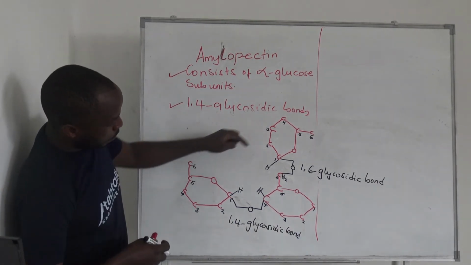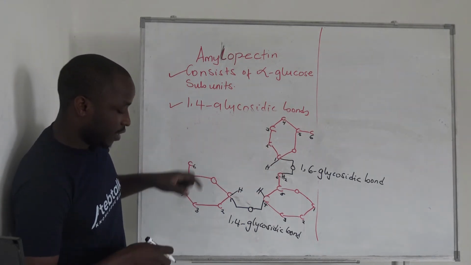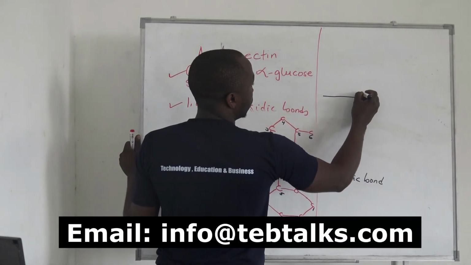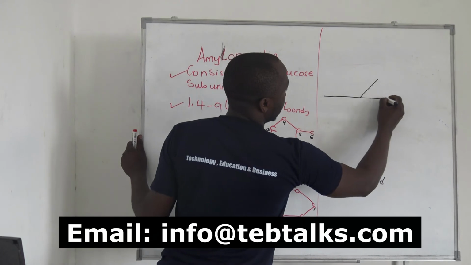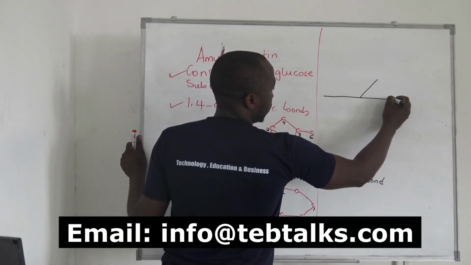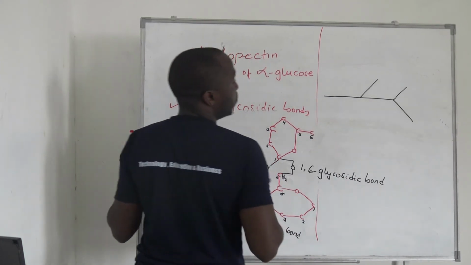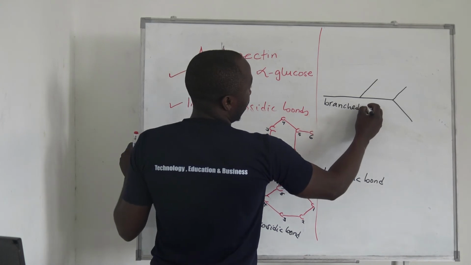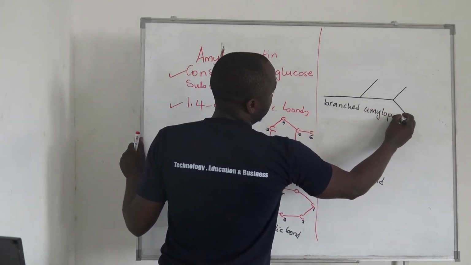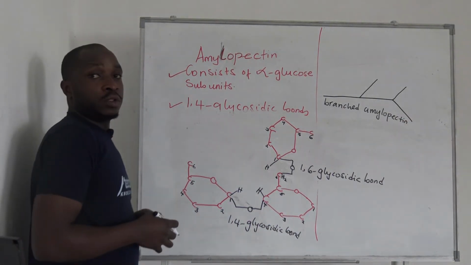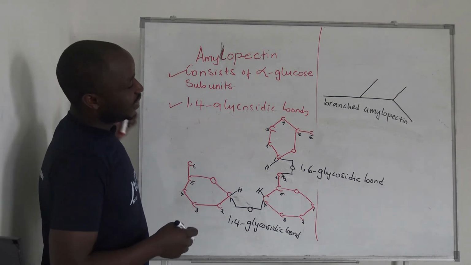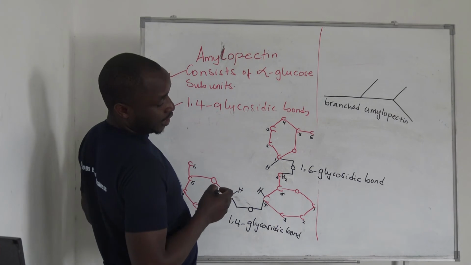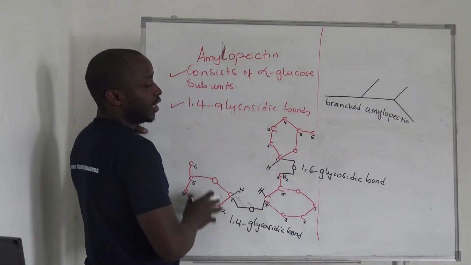So for that matter, amylopectin is branched. You find the continuous chain with the branch, then another continuous chain with the branch, and so it branches. So this would be branched amylopectin. It is a common starch that is found in foodstuffs. The ones we listed earlier, the tubers and the cereals, contain majorly amylopectin.